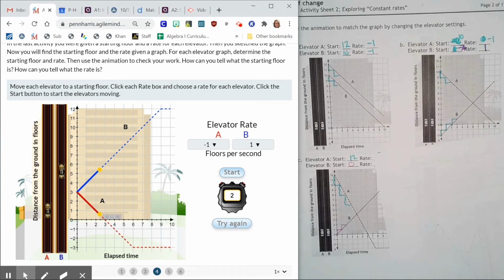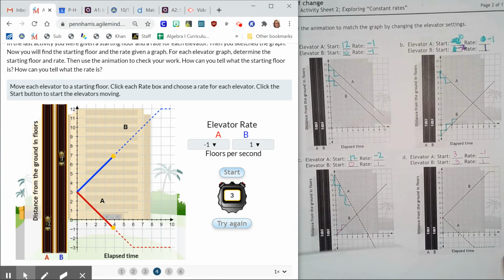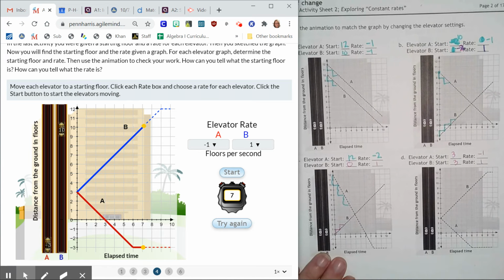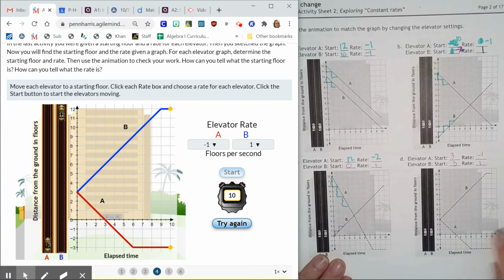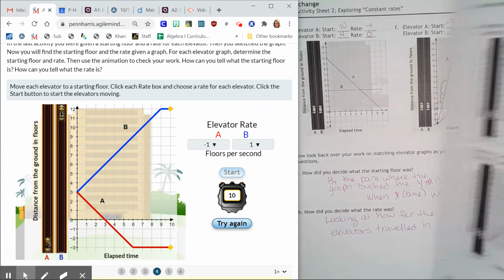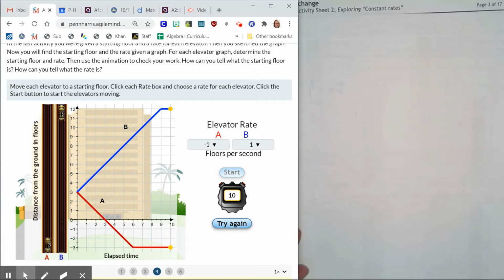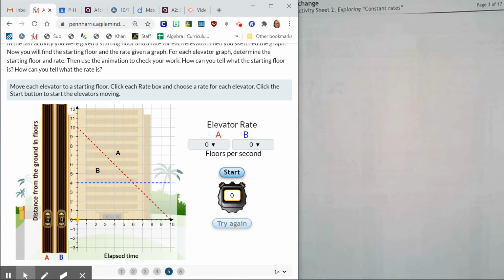And we are good. So go ahead and record that on your paper, guys. Again, both elevators started at 3. Elevator A went down 1 floor per second. Elevator B went up 1 floor per second. Okay, let's turn our page. Let's do problem 5 with it.